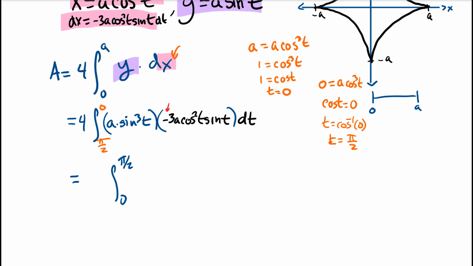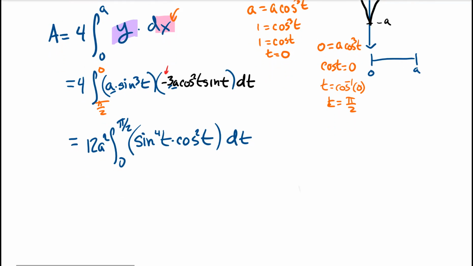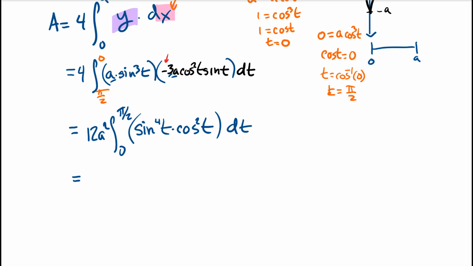Once we rip everything out, we have an a and an a. We have a 3 and the 4, so that's going to become what? 12a squared hanging out front. With a, once you put it all together, I think that's sine to the 4th of t times cosine squared of t dt. Oh no, what have we done? Now, let's just start rolling through this. We've done this so many times, I'm just going to break it on down all the way to the end.